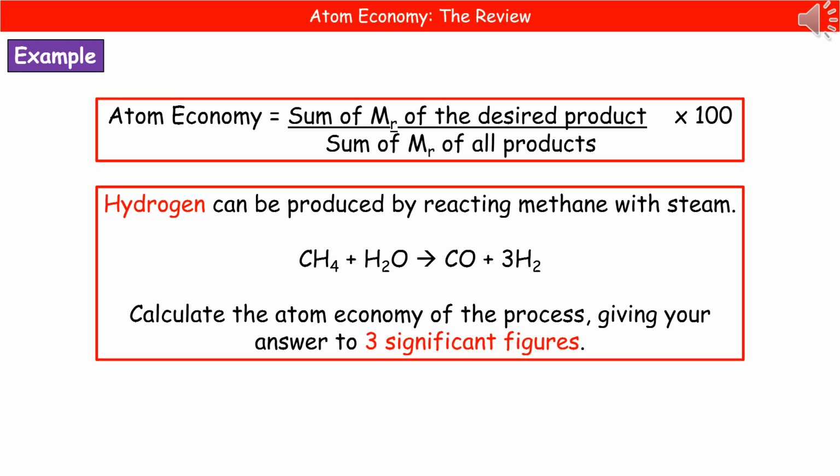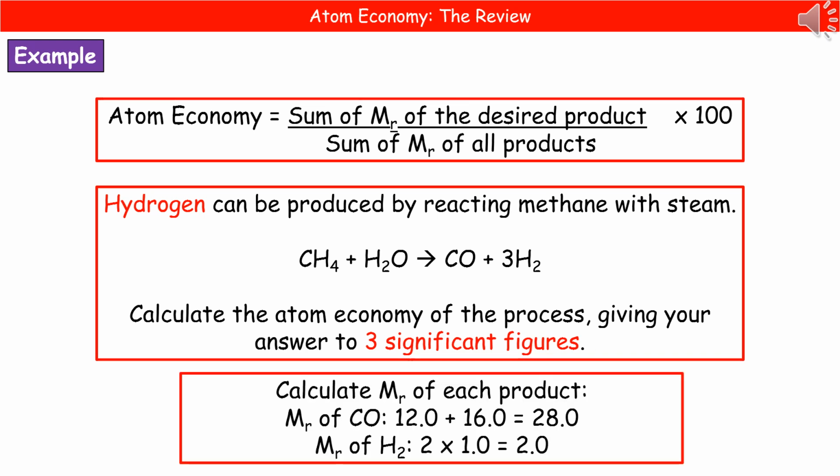So this is where you can highlight in the question, you can underline, circle, whatever's going to help you to recall the important bits without having to keep rereading it. So we're trying to produce hydrogen. So hydrogen is our desired product there. And the other thing we need to bear in mind when we give our answer is to give it to 3 significant figures. If you don't do that, you're throwing away one of the marks for these calculation questions.